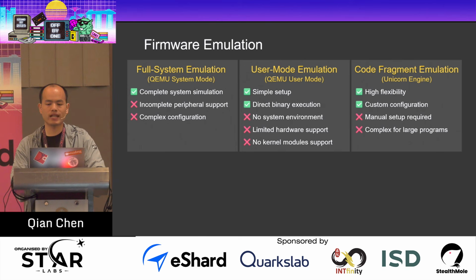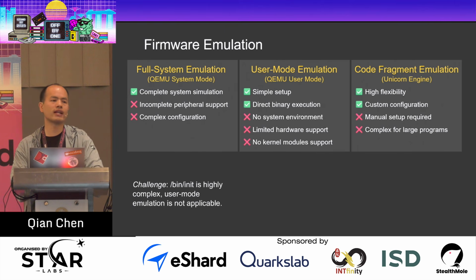The 3 main approaches are as follows. Full system emulation using QEMU system mode offers comprehensive system simulation. User mode emulation using QEMU user mode offers simple setup and direct binary execution. Code fragment emulation using Unicorn engine offers high flexibility and custom configuration. While user mode emulation is typically preferred for analyzing simple binaries, it becomes impractical for complex cases like the FortiGate init binary or when analyzing kernel modules or bootloaders.